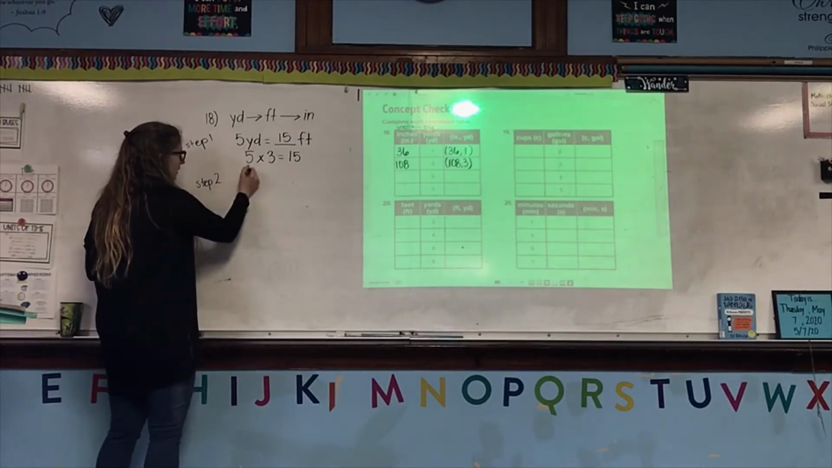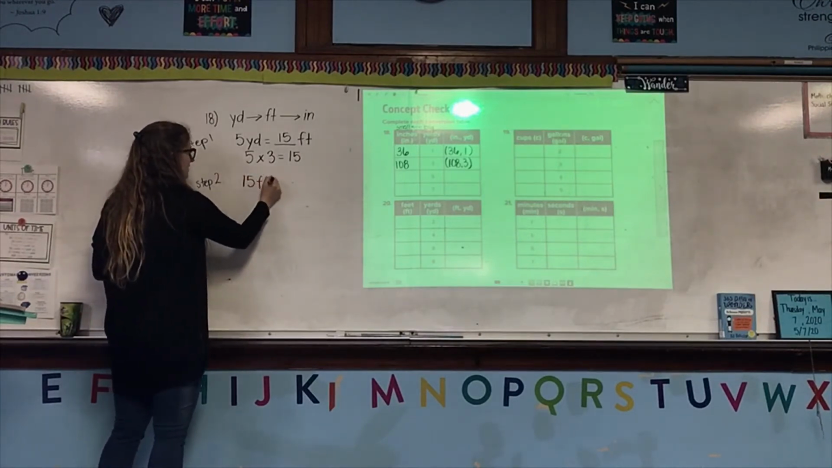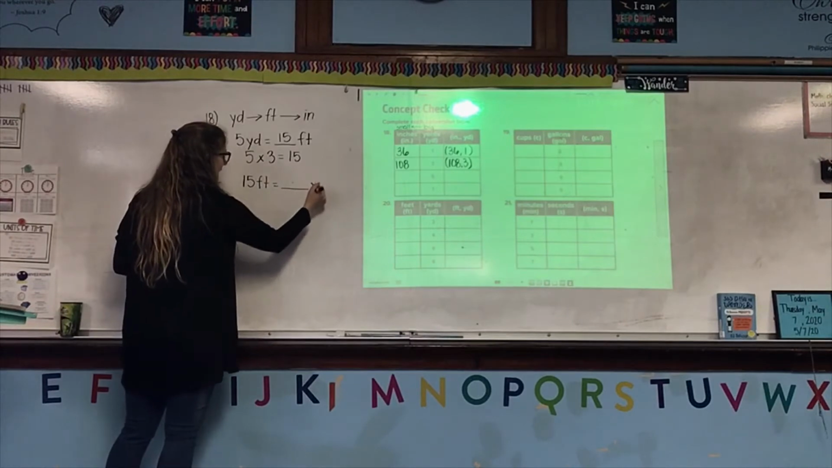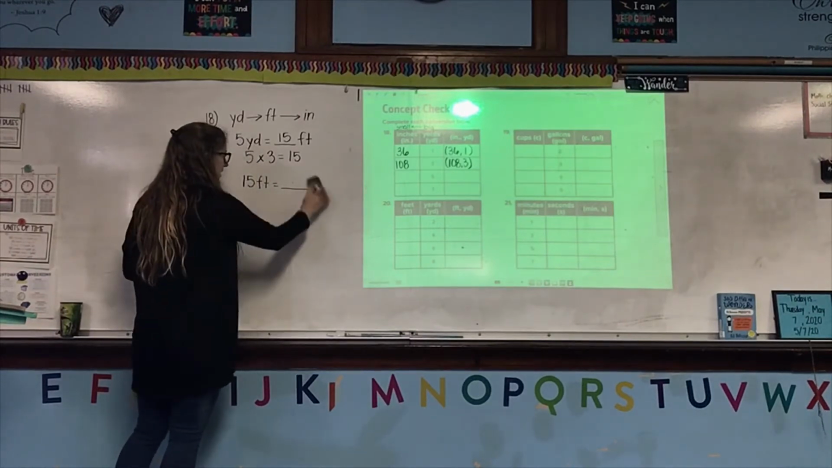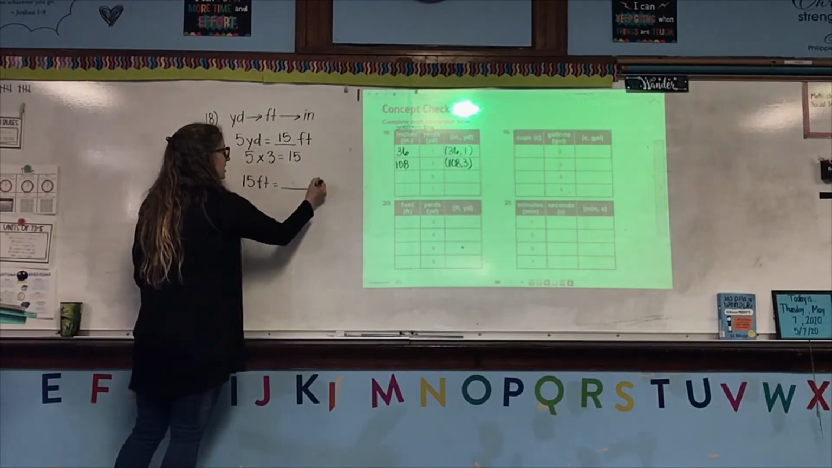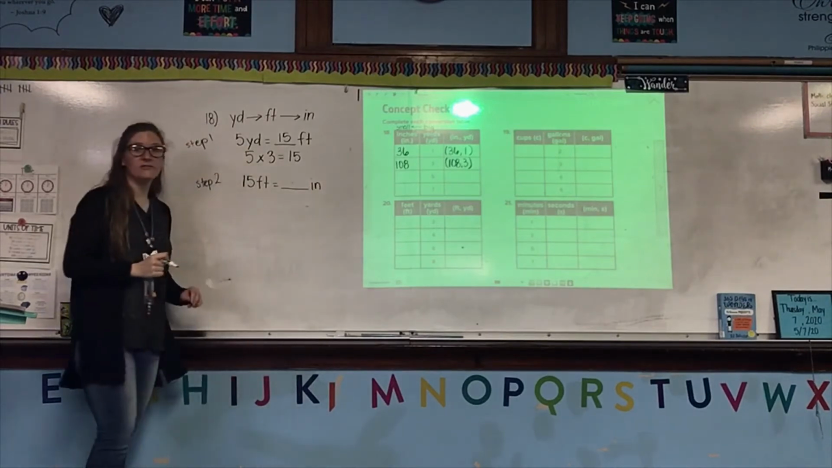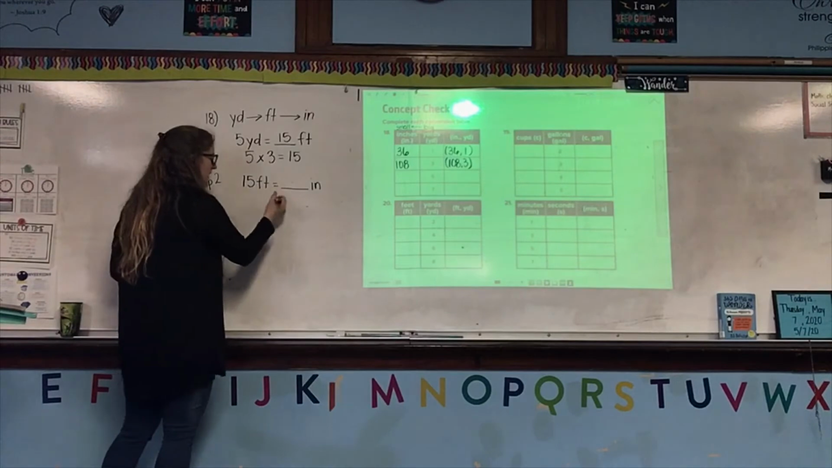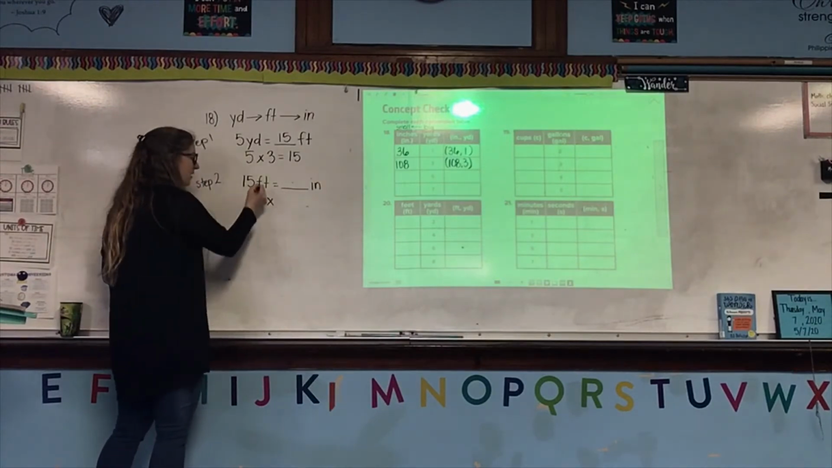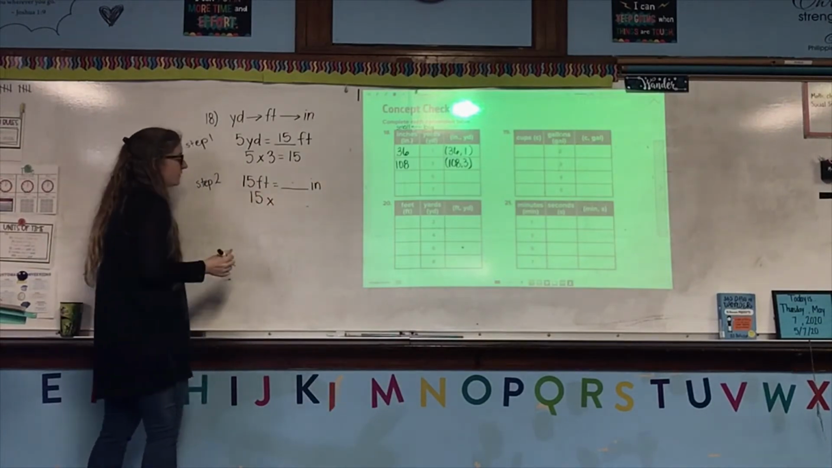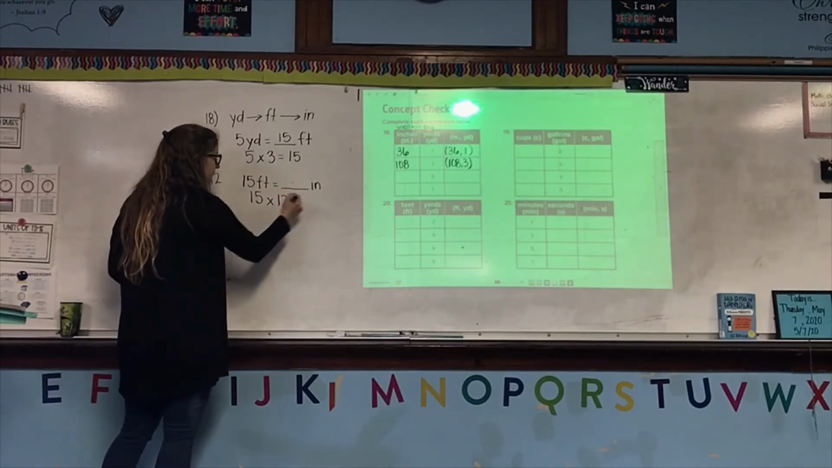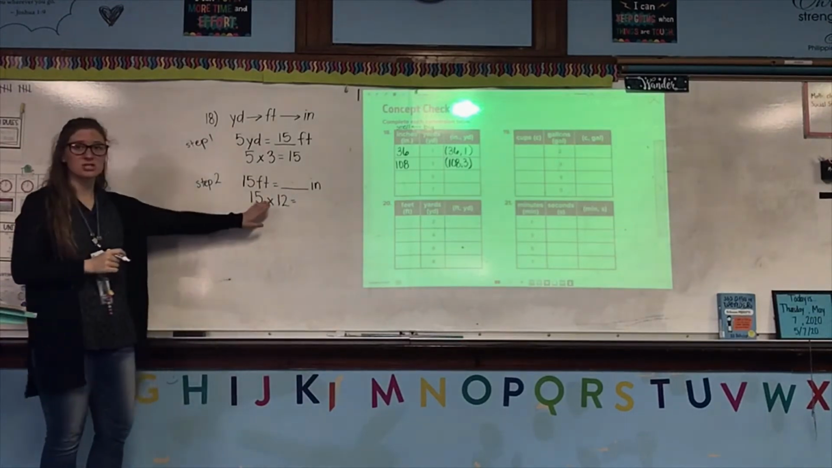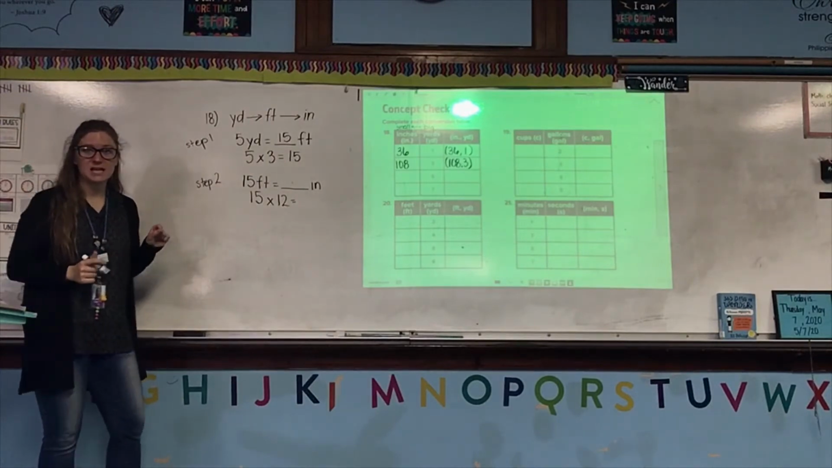Now, step 2, we have to take those 15 feet and figure out how many inches are in 15 feet. Big to small, so we're going to multiply. We start with what we know, which is 15. We're going to multiply it by the number of inches in a foot, which is 12. Now we have 15 times 12.